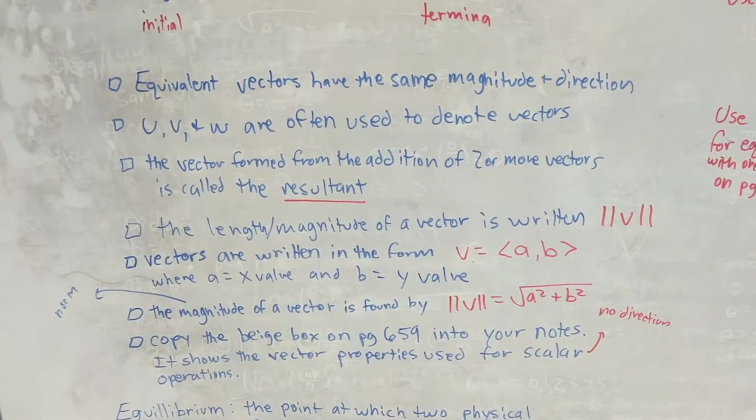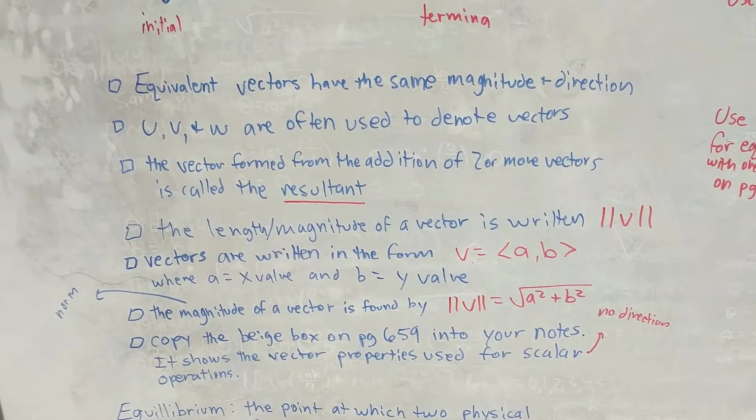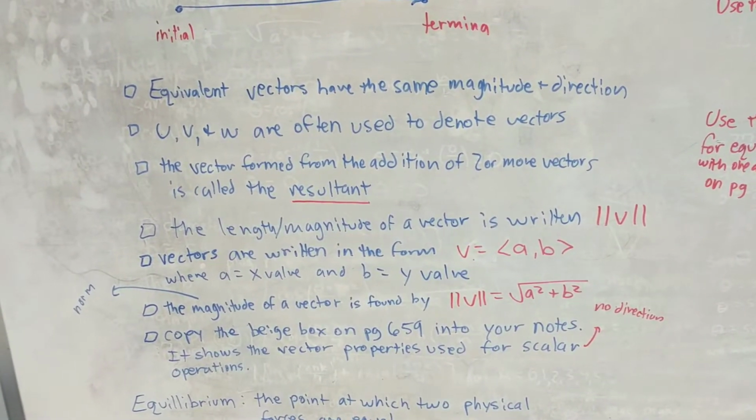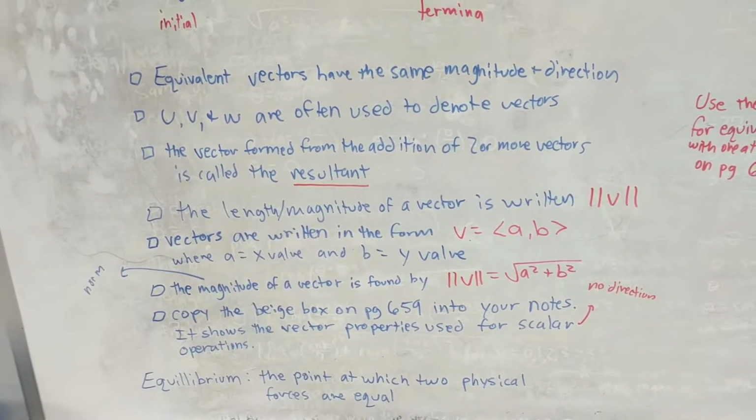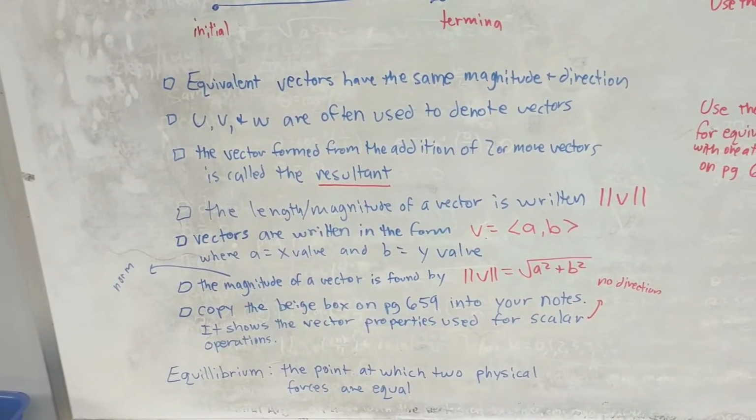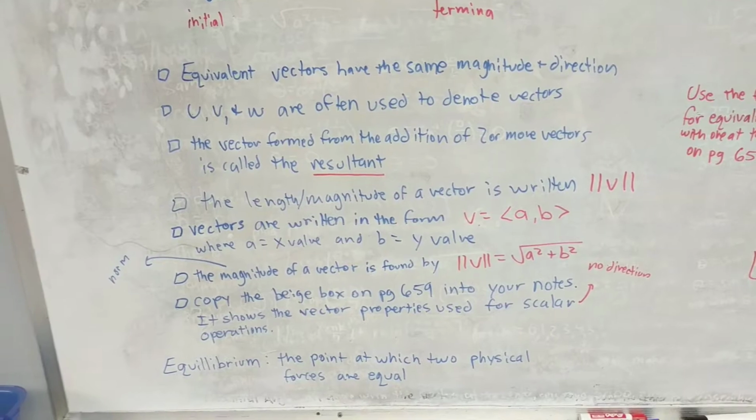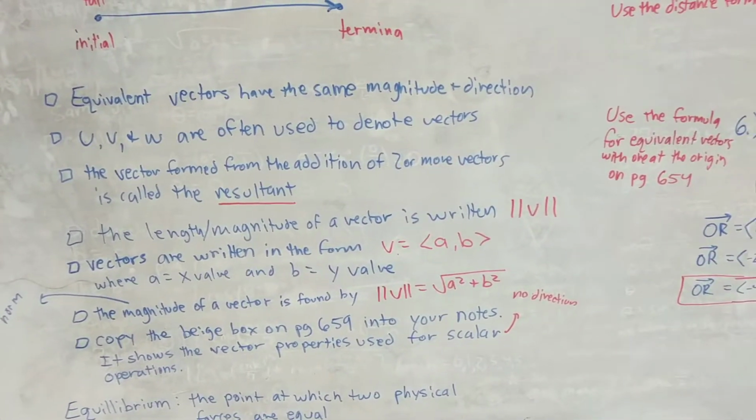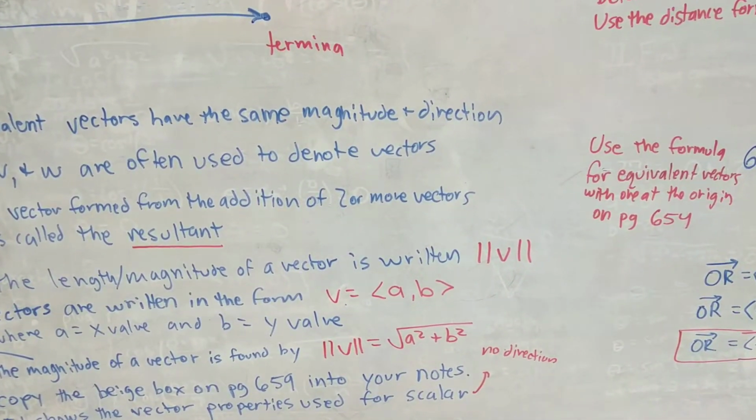So, some terminology. Equivalent vectors have the same magnitude and direction. U, V, and W are the variables often used to denote vectors. The vector formed from the addition of two or more other vectors is called the resultant. The length or magnitude of a vector is written with two bars on either side of the vector.